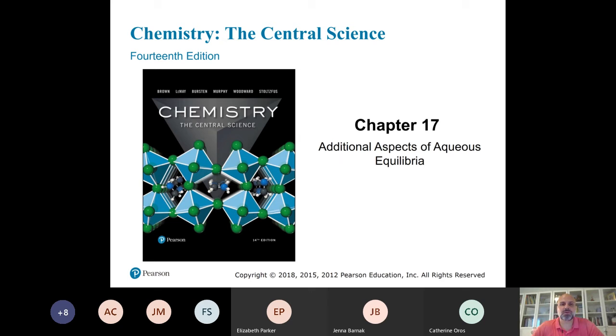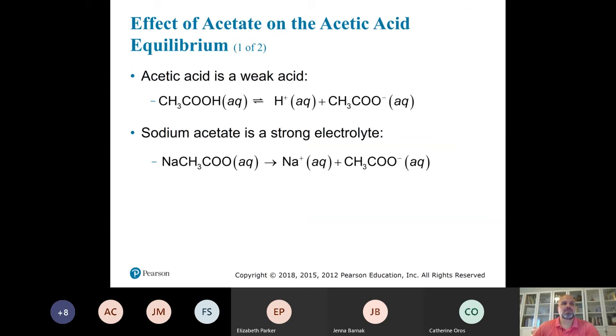Right, you can see we've been talking about equilibrium now for quite a number of chapters. So guess what? Equilibrium is important. So recognize that. So let me get up my pointer here. Right, it says the effect of acetate on the acetic acid equilibrium.